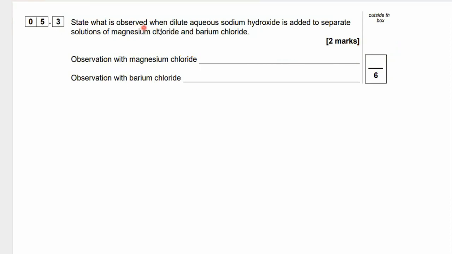(5.3) State what is observed when dilute aqueous sodium hydroxide is added to separate solutions of magnesium chloride and barium chloride. Okay, we're going to get a white precipitate, and we're going to get no change.